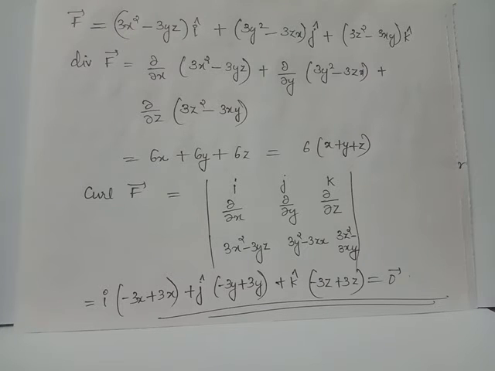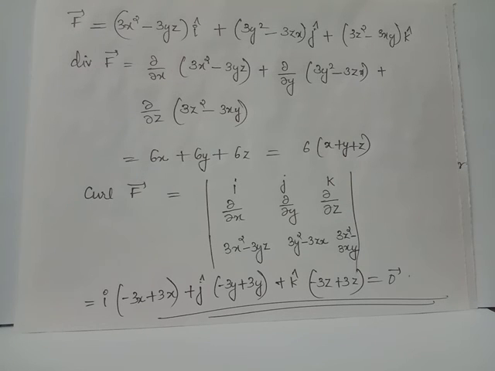Now let us evaluate the curl of f bar. In order to evaluate the curl of f bar, which is the cross product between the del operator and f bar, we have the determinant notation, which is i j k, dou by dou x, dou by dou y, dou by dou z, 3x square minus 3yz, which is the component f1, 3y square minus 3zx, which is the component f2, and 3z square minus 3xy, which is the component f3. We have curl of f equals del cross f, which is equal to the determinant of this expression.